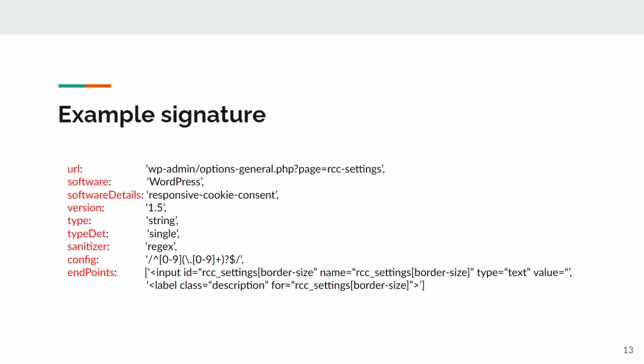The sanitizer we're using in this case is a regex because we want to limit the input to two numerical digits. And the endpoints are as we saw before. It's the input element up to the value attribute and the label element after it.